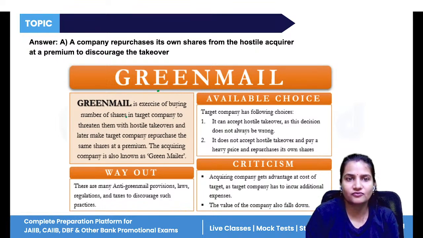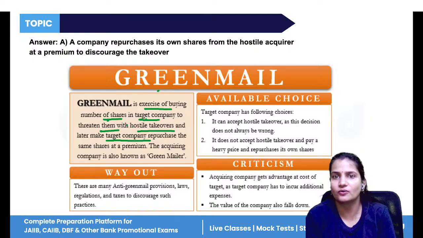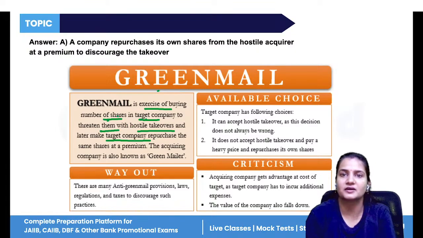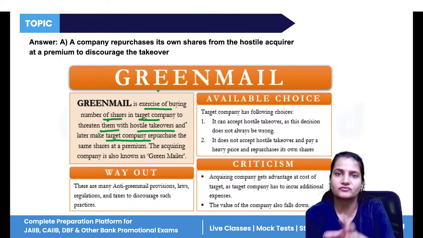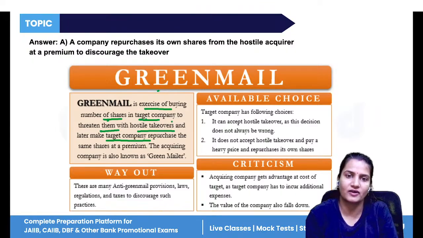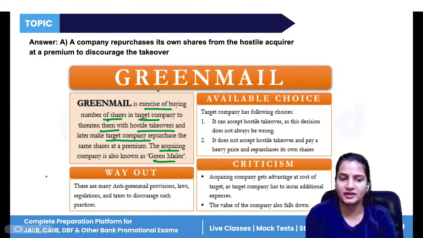So greenmail is what? It is the exercise of buying a number of shares in a target company to threaten them with a hostile takeover. Later the target company repurchases its own shares from the acquiring company at a premium, so the acquiring company gets an extra amount for the shares. The acquiring company is known as the greenmailer.